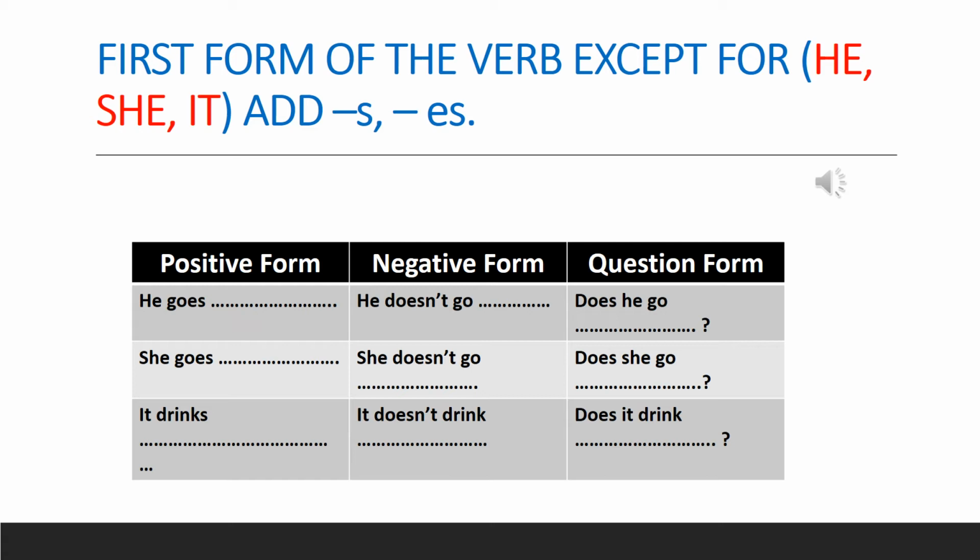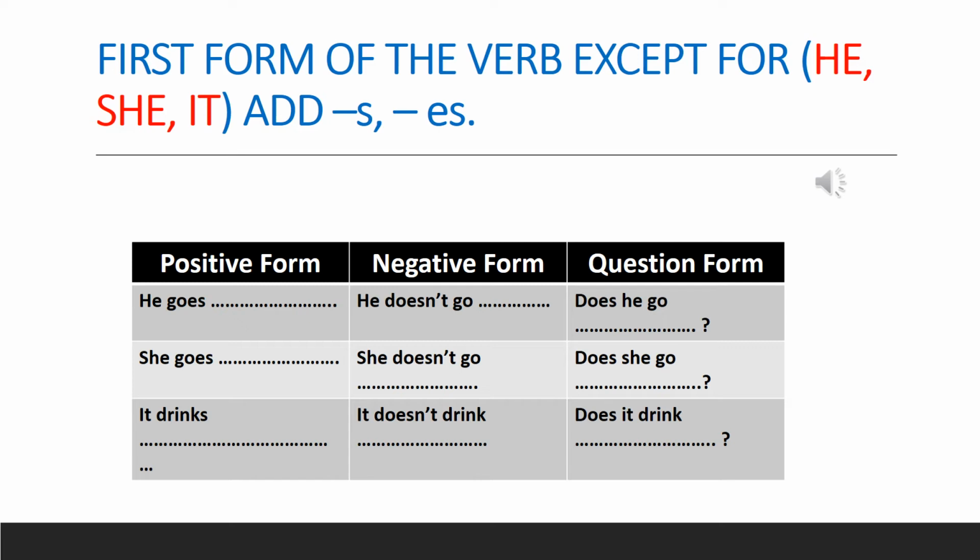Also, we have positive form, negative form, and the question form. For example, we are using here the verb go. In the positive form, if we start the sentence with he, it will be he goes. The negative form, he doesn't go. So here in the negative form, we used doesn't before the verb and we removed es. In the question form, we start with does he go?